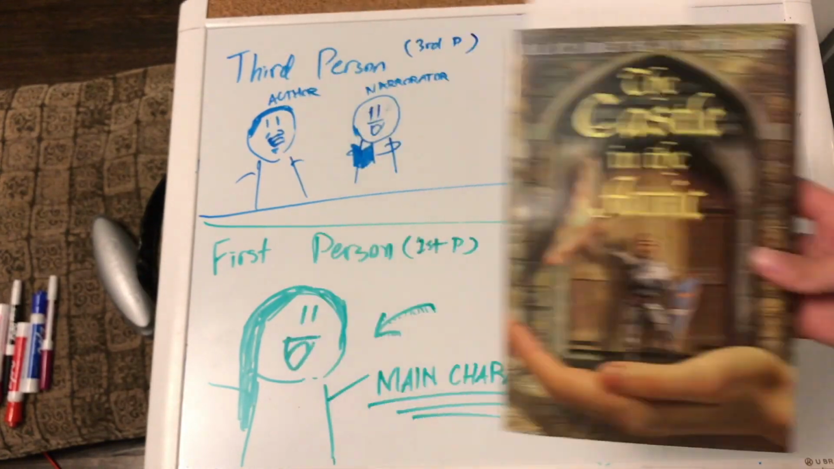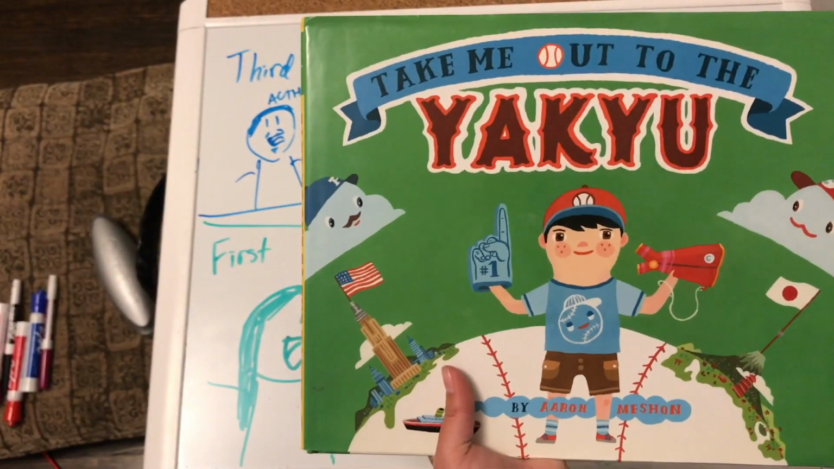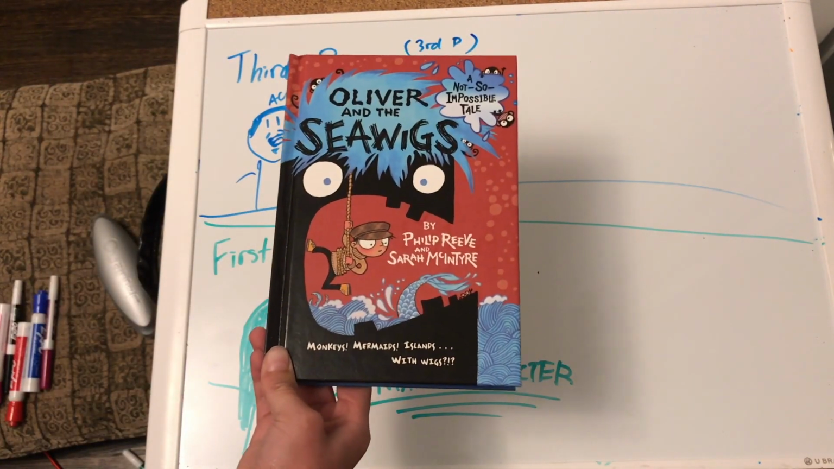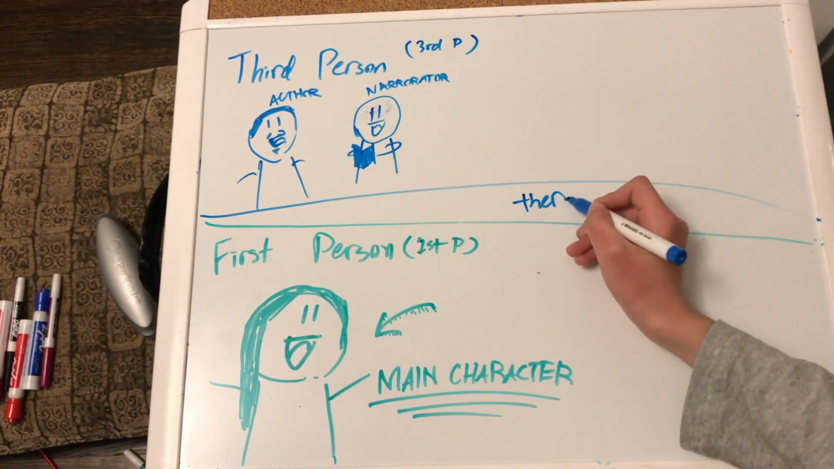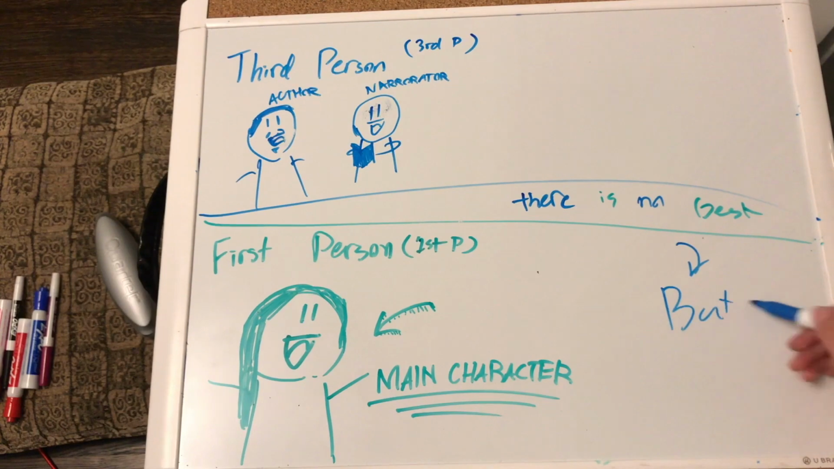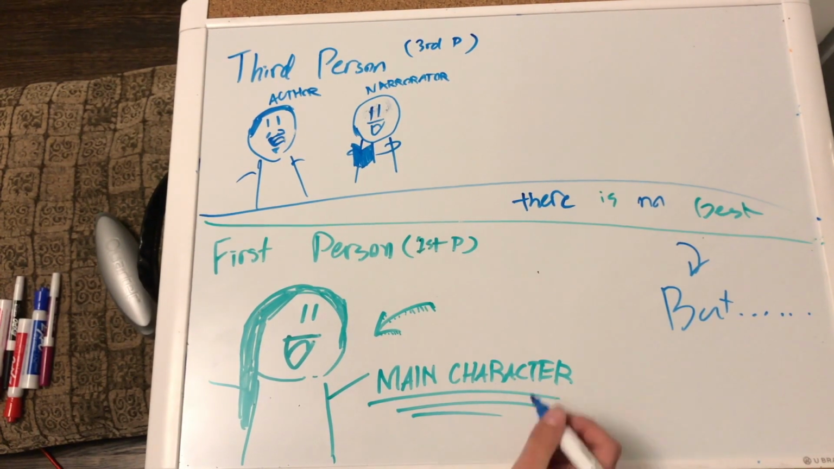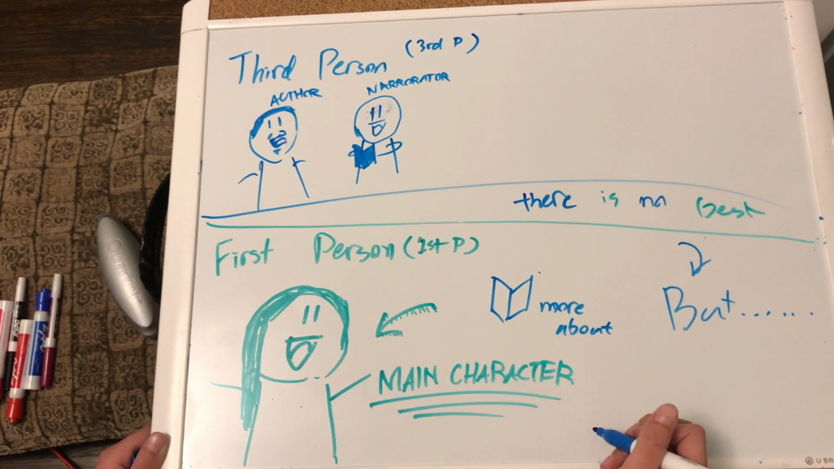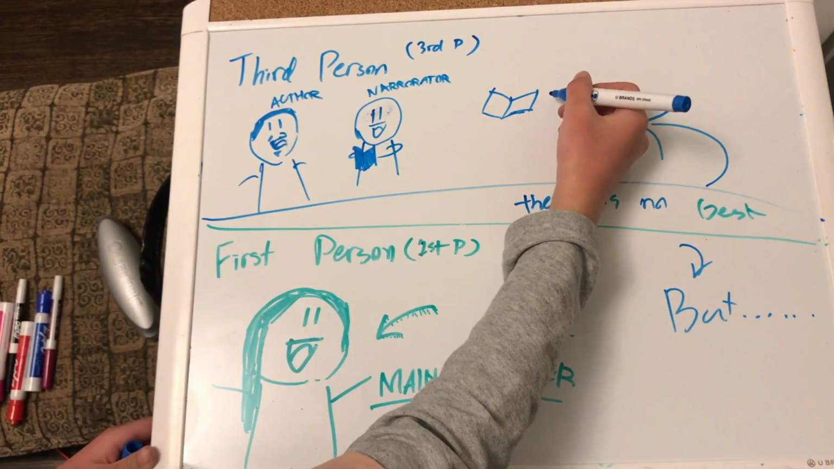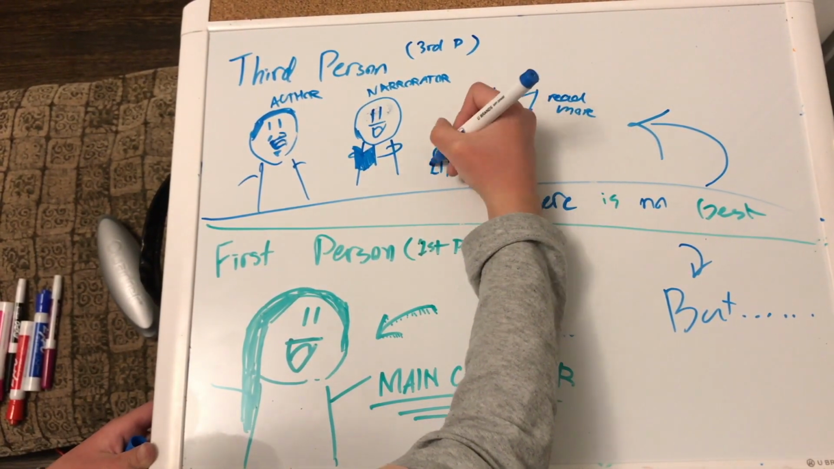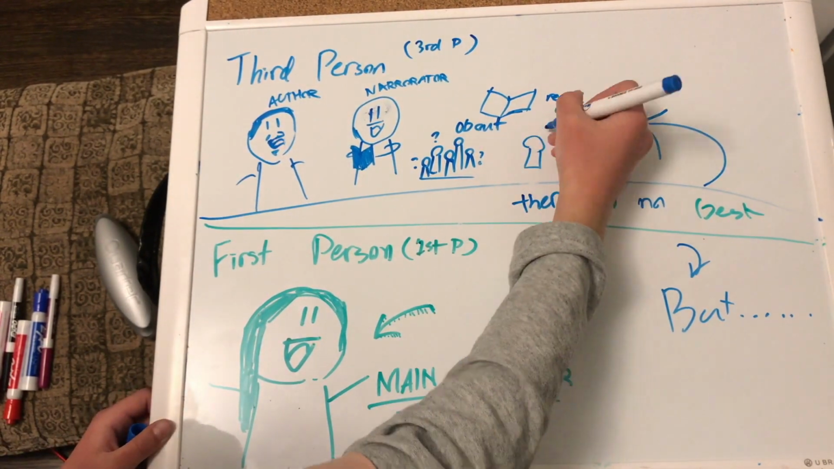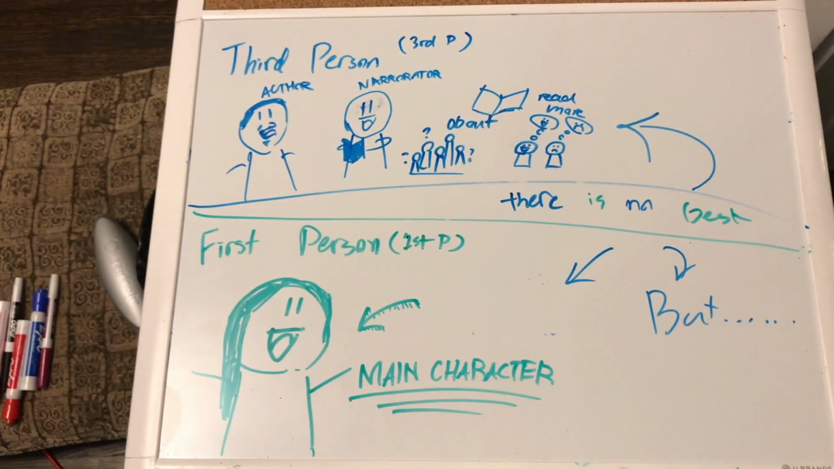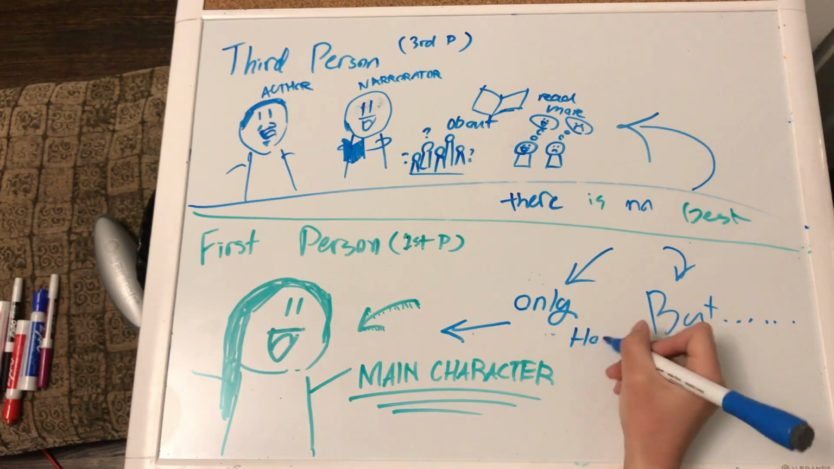Here are some examples of first person books, like Castle in the Attic and Take Me Out to the Yakyu. And here are some examples of third person, like The Giving Tree and Oliver and the Seawigs. One isn't better than another, but if a story is told in third person, you might be able to learn more about characters and events, and you can learn more about how multiple characters are feeling. As opposed to first person, where you can usually only hear about one person's feelings.